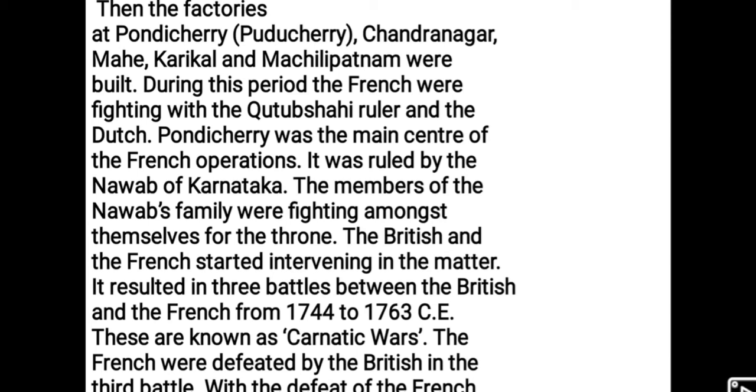So the British and the French started interfering in the matter, as they came to know of the internal conflict between the Nawab family members. They found a golden opportunity here, that they could grab. Who? British as well as French. They started intervening in the matter. It resulted in 3 battles between the British and the French. Hence, the Nawab family was kept aside, and who fought? British and French. And this resulted in 3 battles.